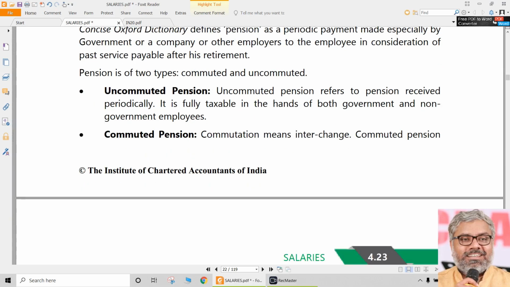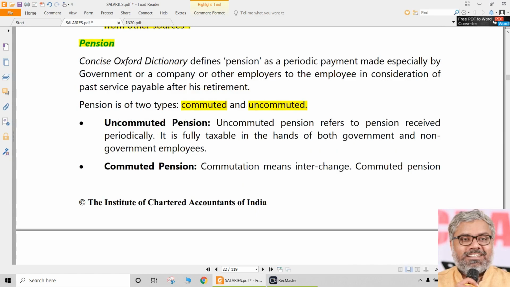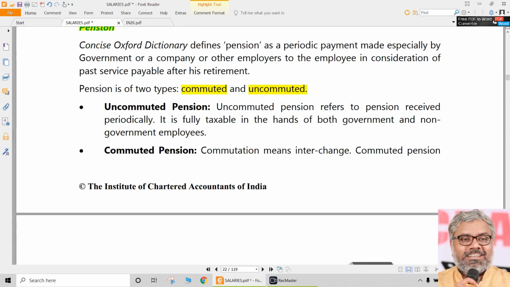Now comes the real income tax treatment and what the classification of pension has to be done as. This is important for us. The pension can be broadly classified for income tax purposes into two categories: commuted and uncommuted. Here the commute, uncommute is not about traveling. That commutation is different. This commutation is different. Commuted and uncommuted are the two categories of pension we can classify.